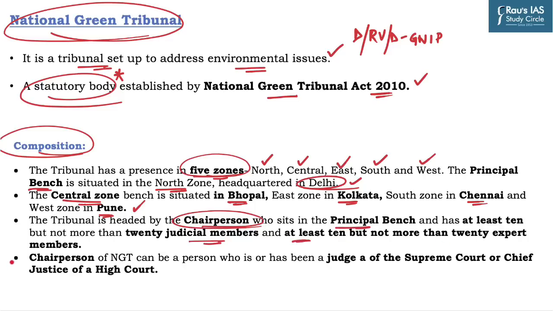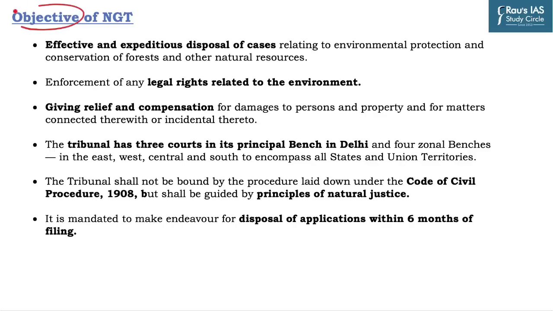Now who can be appointed as a chairperson of NGT? A person who is a judge of the Supreme Court or a Chief Justice of a High Court can be appointed as a chairperson of NGT. Now we will see the objectives of NGT. The first one is effective disposal of cases relating to environmental protection and conservation of forests and other natural resources. The second one is enforcement of any legal rights related to environment. The third one is giving relief and compensation for damages to persons and property.